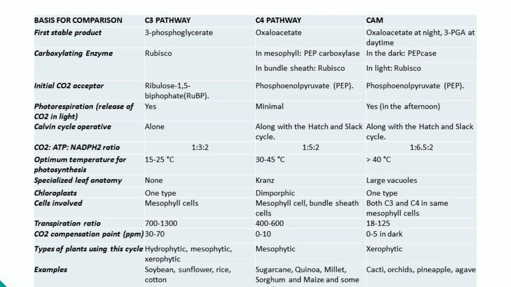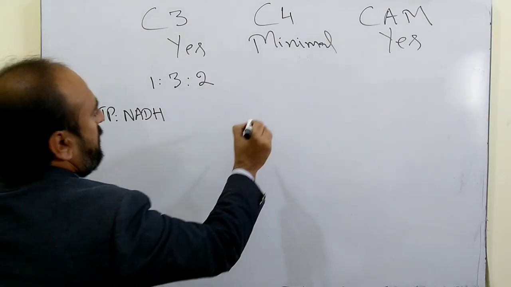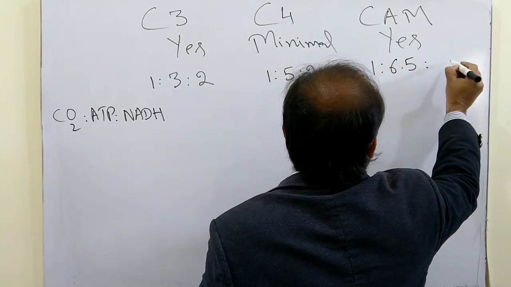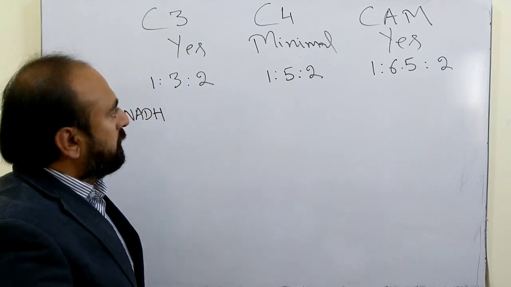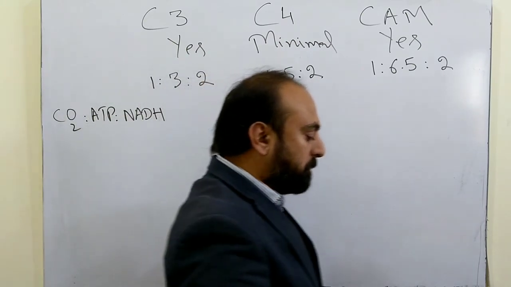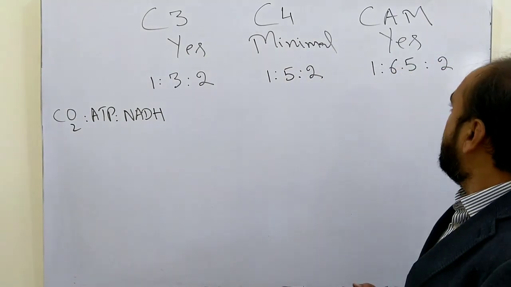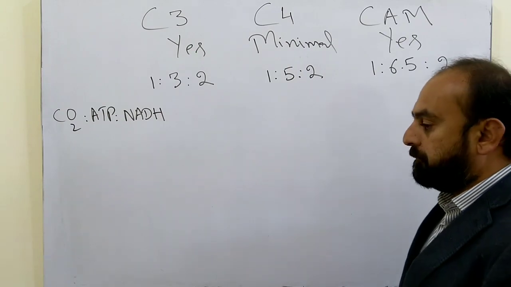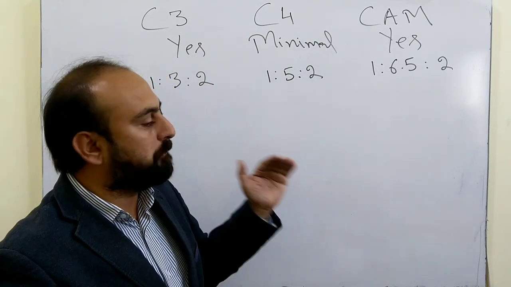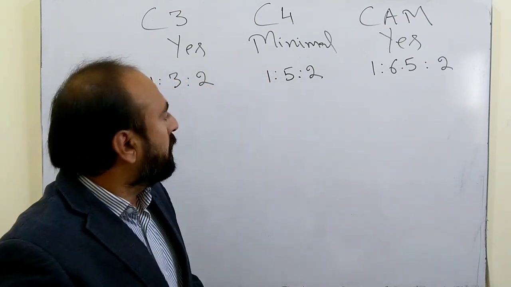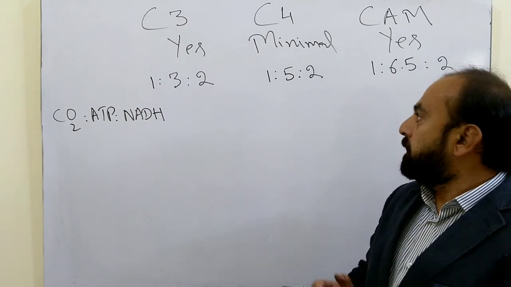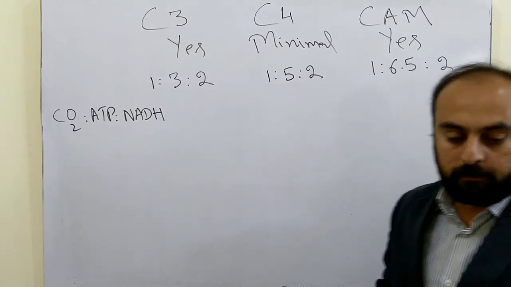In C3 plants, per molecule of carbon dioxide fixed, we need 3 ATP and 2 NADPH. In C4 we need 5 ATP and 2 NADPH, whereas in CAM plants we need 6.5 ATP and 2 NADPH. In C4 plants we need additional ATP for the formation of PEP or phosphoenol pyruvate, whereas in CAM plants we need it for the formation of PEP as well as for storage of malic acid in the vacuole. However, these plants usually grow in abundant light conditions or high irradiance conditions, so they can meet the additional requirement for ATP.